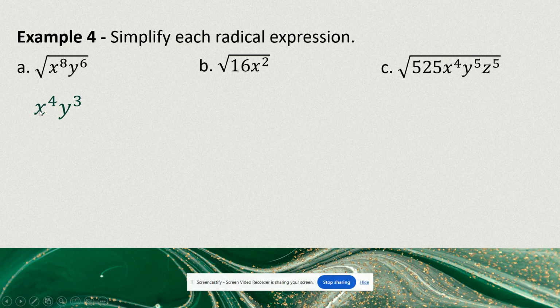Half of 8 is 4, so x to the 4th, and half of 6 is 3, so y to the 3rd. Okay, again, those ones are the nice ones because they're even.